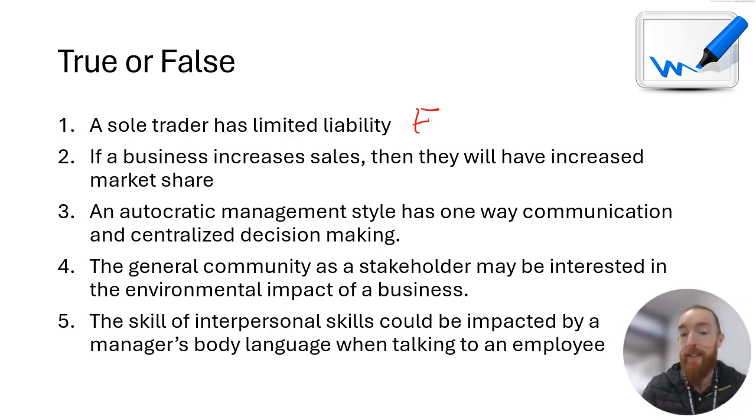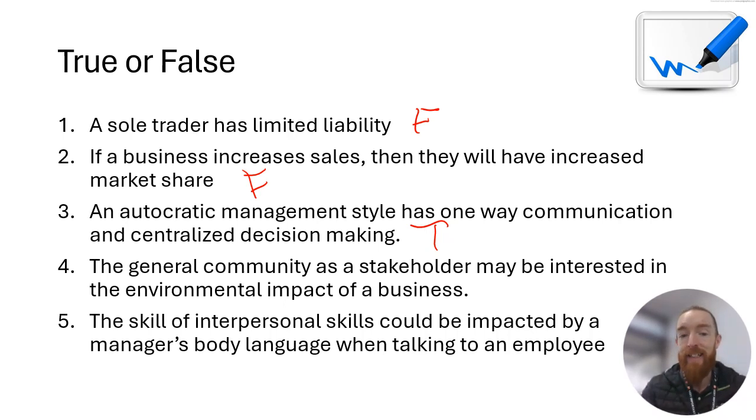If a business increases sales, then they will have increased market share. That's also false, because it's about the proportion of sales in a market. Their competitors may have also increased sales, so you don't know for sure. Autocratic management style has one-way communication and centralized decision-making. That is true. The manager just tells the employees what they want, and then they make all the decisions themselves.